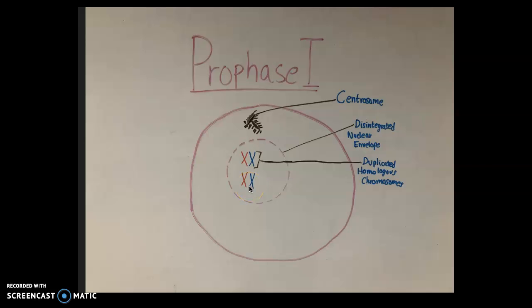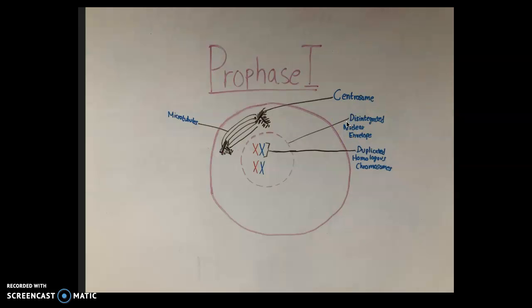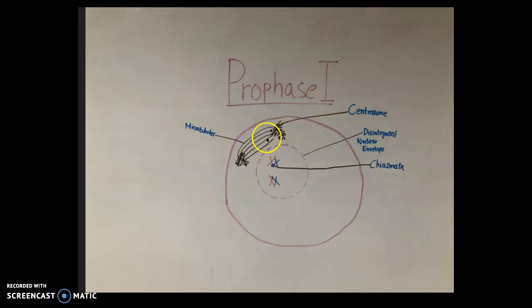Prophase 1 is characterized by three major parts. First is a disintegration of the nuclear envelope. Second is the replication of the centrosome and the formation of spindles. And third is that crossing over occurs.